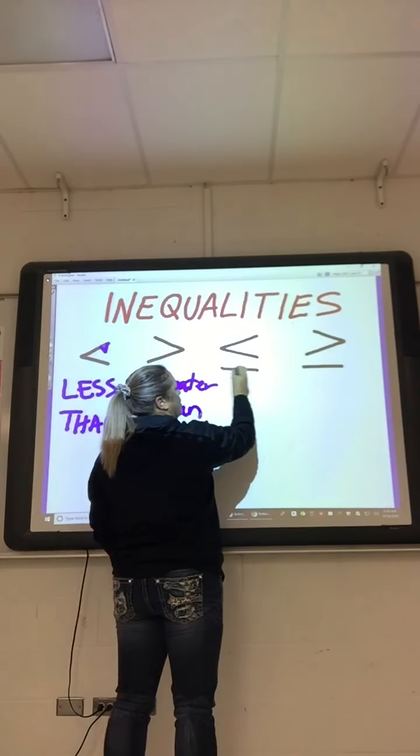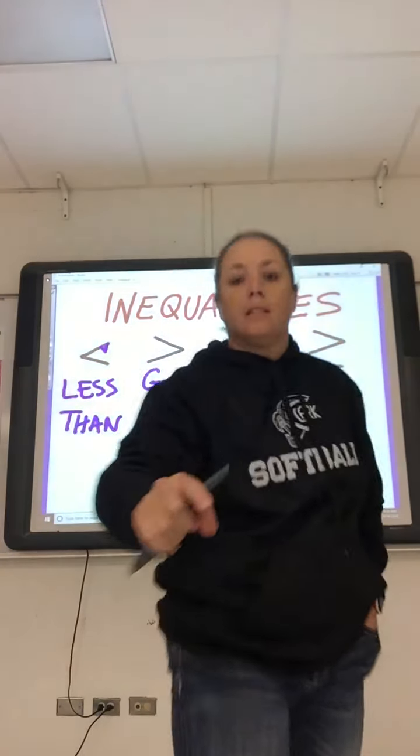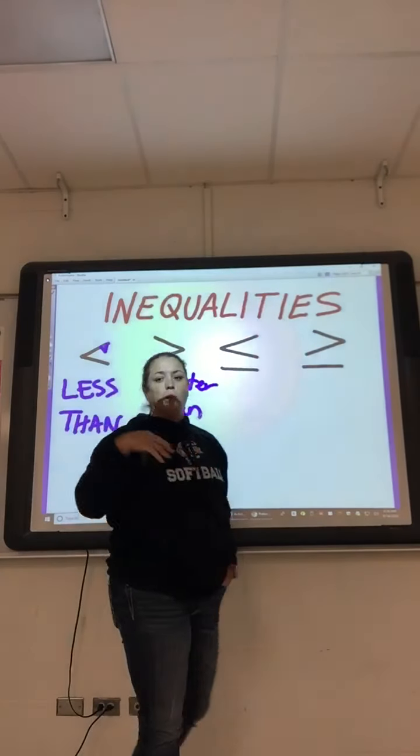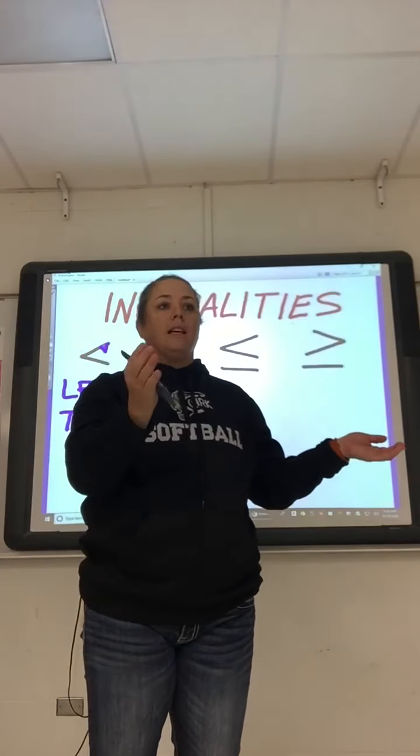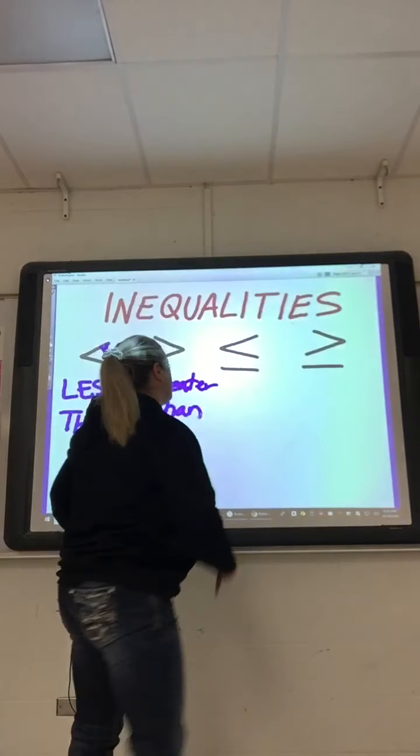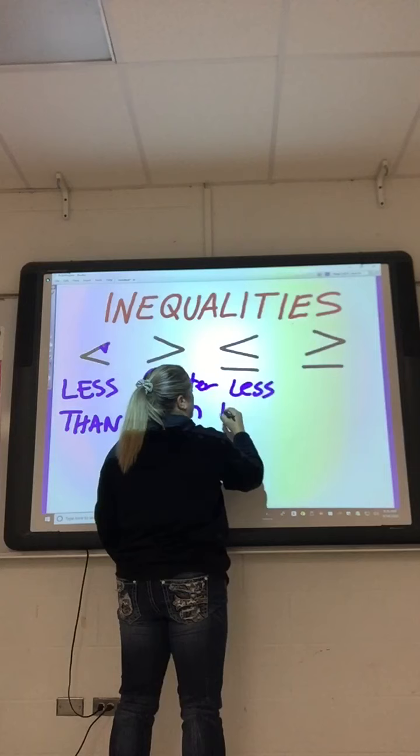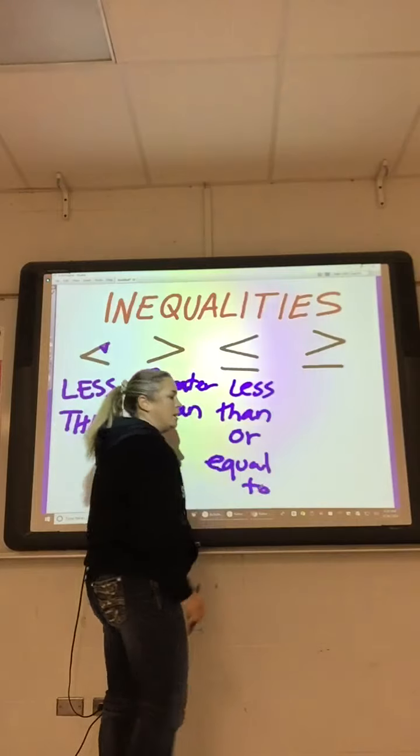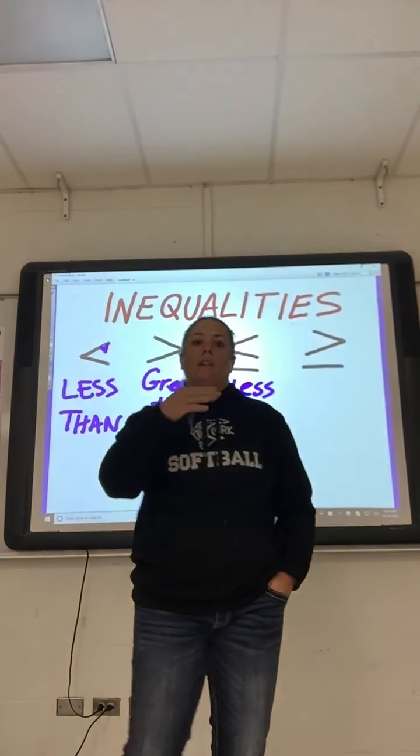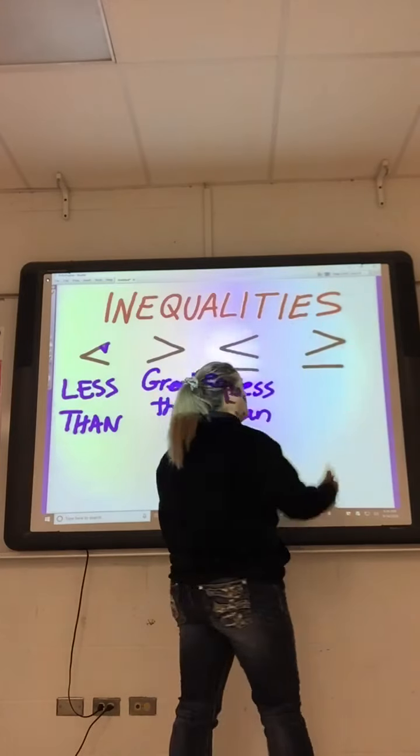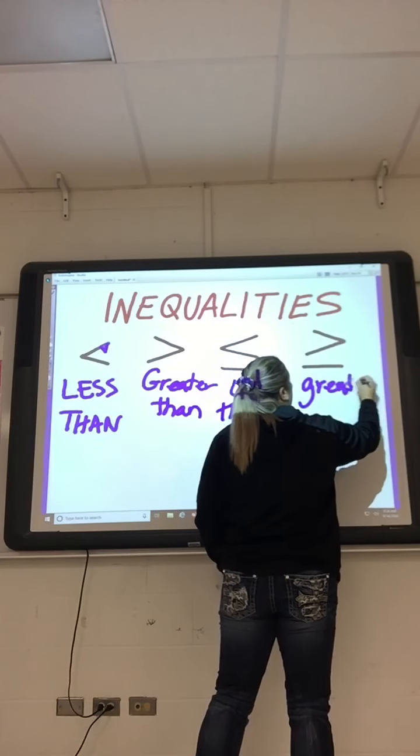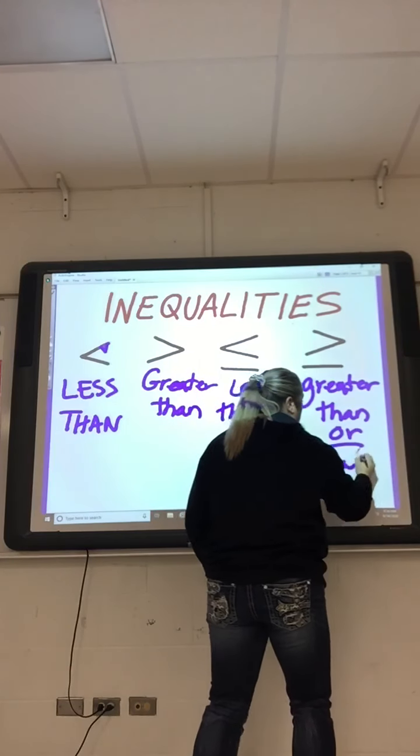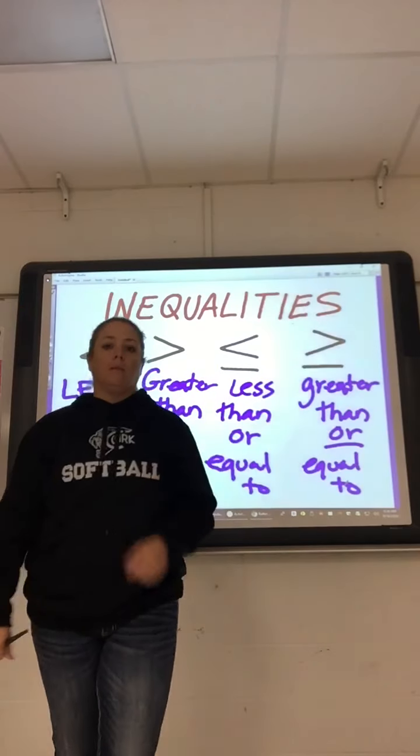This sign right here with the line underneath, I think you probably already know, means less than or equal to. When you're reading it, you say something is less than or equal to something else. So it could be either equal to 3 or less than 3 as a solution set. And this one is greater than or equal to.